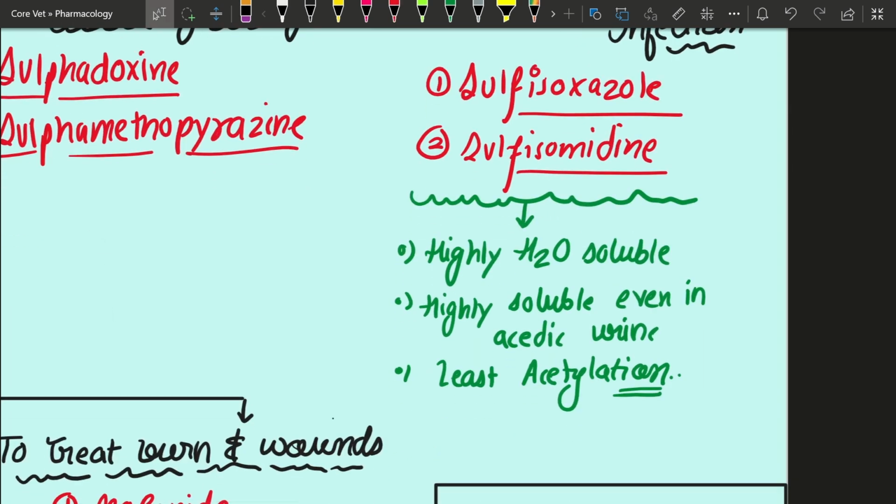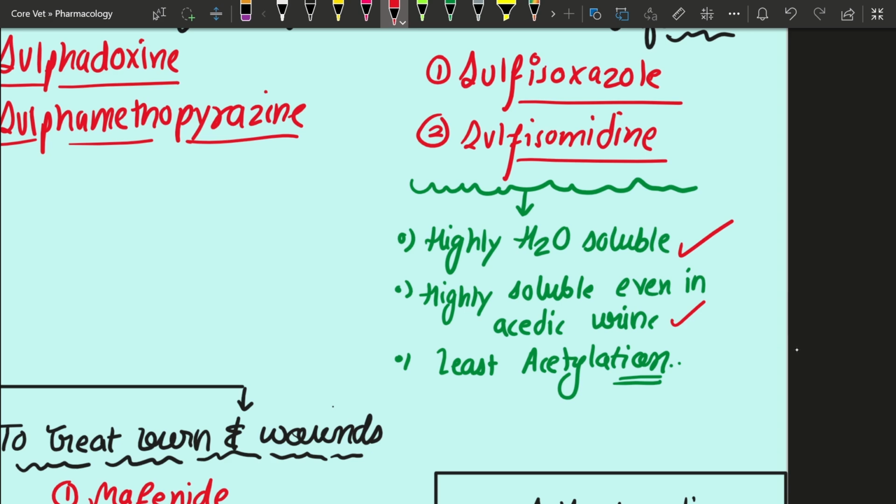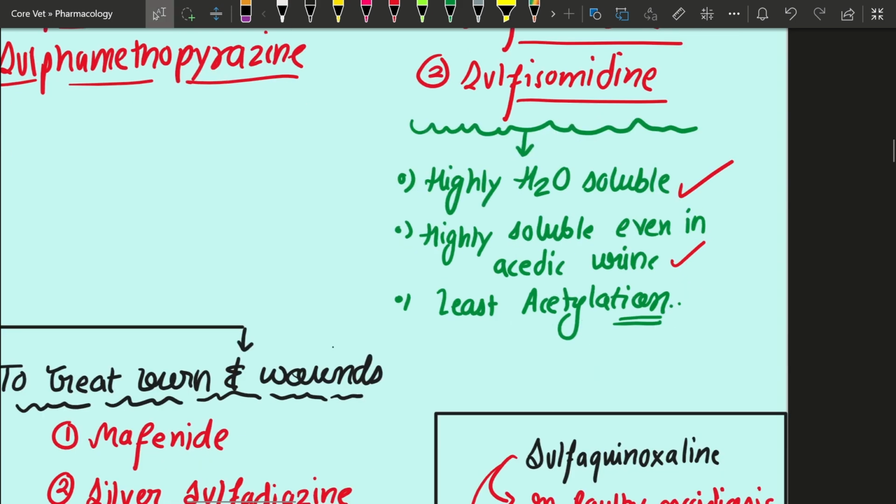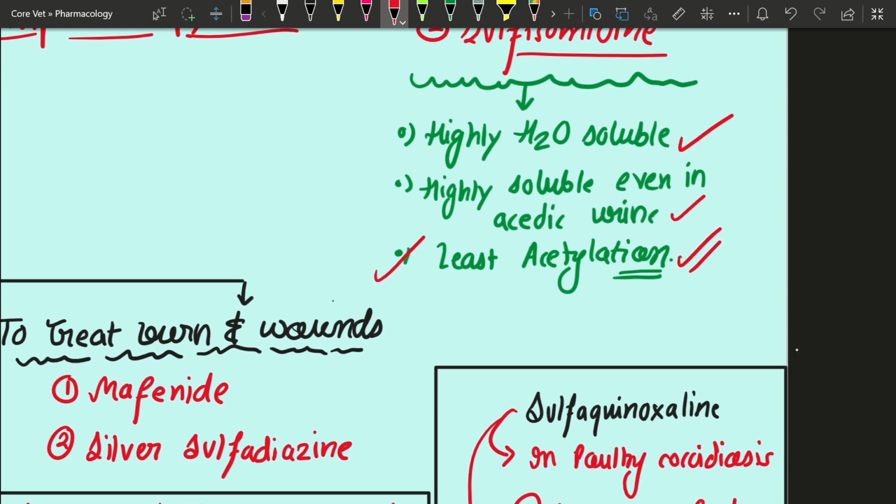Why are they good? Because they are highly H2O soluble, meaning highly water soluble, and they are highly soluble even in the acidic urine. The sulfa drugs are acidic already, but they are still active at the acidic pH of the urine, right? This is the only reason why they are effective in UTI infection: even in acidic pH, they are highly soluble and effective. And in terms of metabolism, they undergo least acetylation.